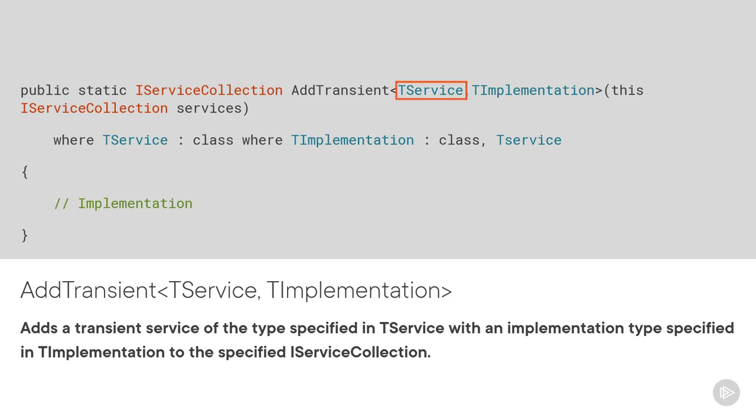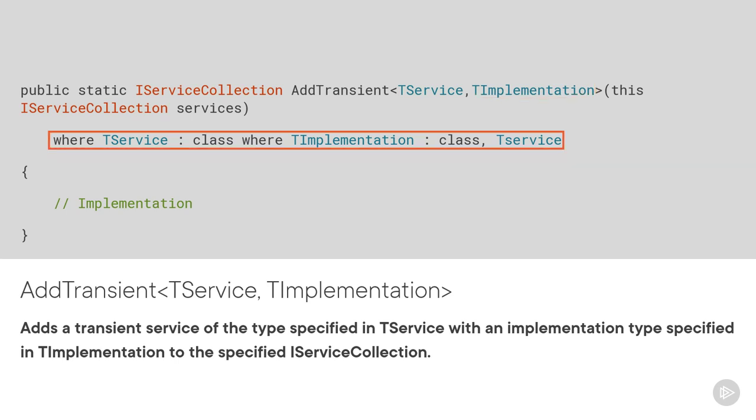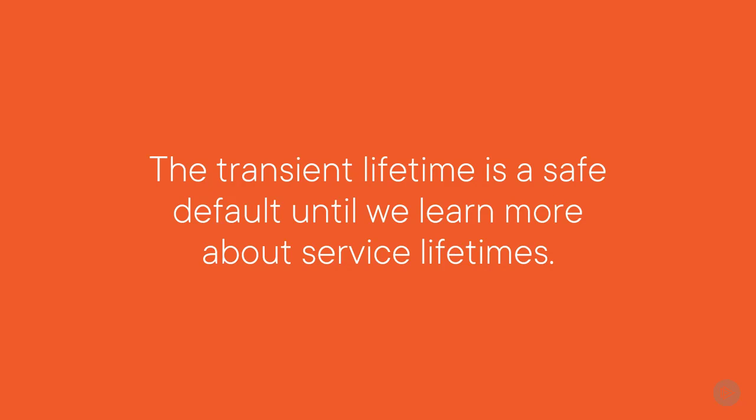The first generic argument is the abstract type, known as the service type. This is the type that dependent classes can expect to be injected by including it in their constructor parameters. The second generic argument is the implementation type, which is constrained such that it must inherit from and implement the service type. This method registers a service with a transient lifetime. I'll discuss service lifetimes in much greater detail in the Microsoft Dependency Injection Container module coming up. Until we fully understand the pros and cons of the different lifetimes, transient is a safe default for us to choose.